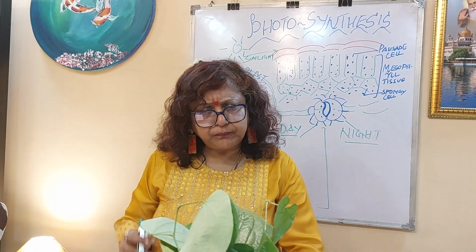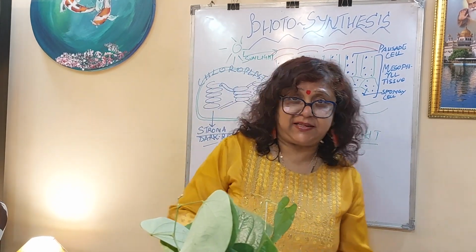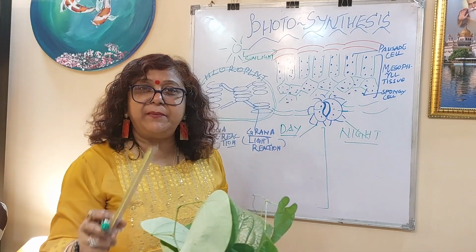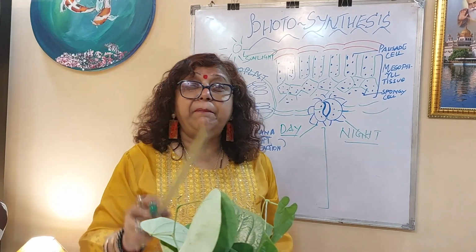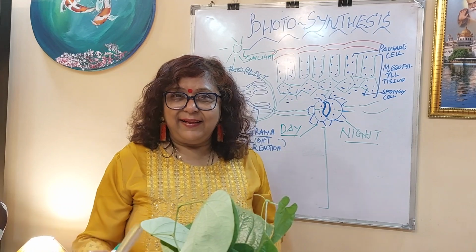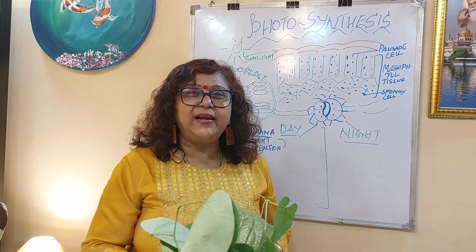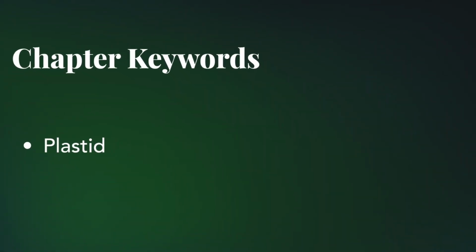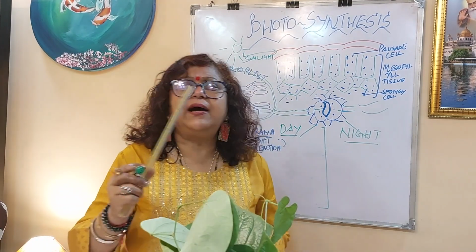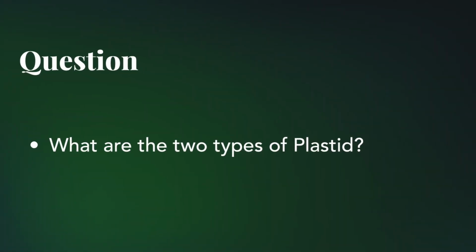Okay, now this photosynthesis, where does it take place? It takes place in a very important organelle of the plant. If you remember the plant cell and the animal cell, the plant cell contains a very important organelle which is not found in the animal cell. And what is that organelle? The plastid. This plastid can be of two types, the colored plastid and the colorless plastid. A basic question: two types of plastid, colored and colorless.